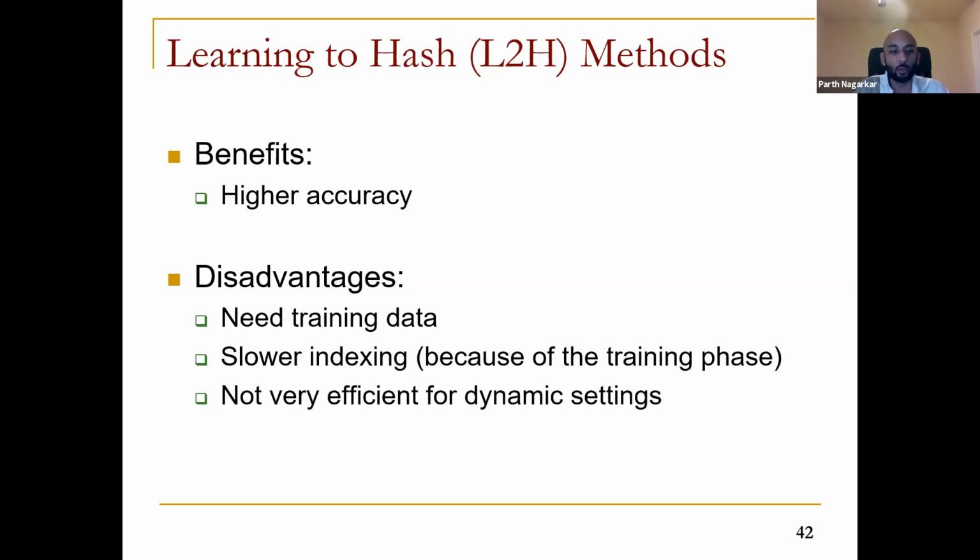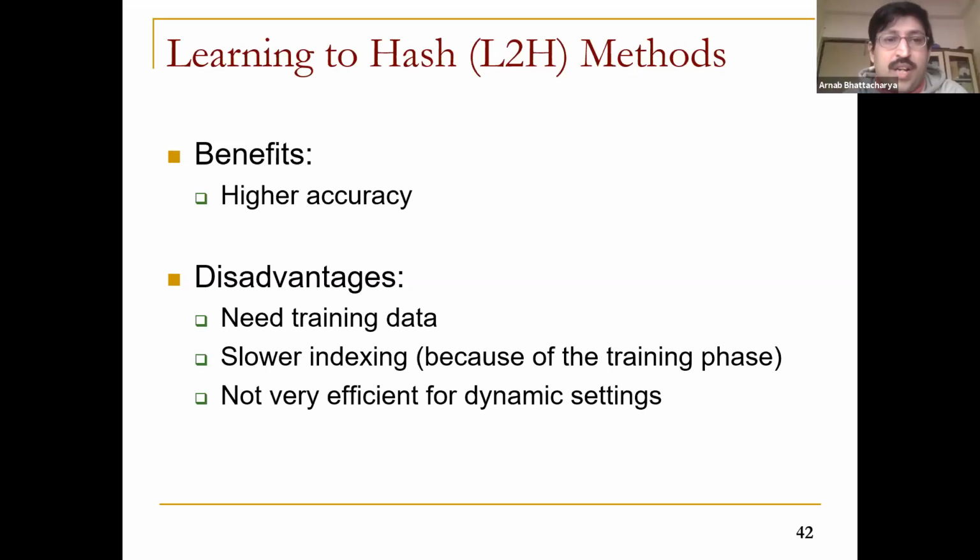There are some papers that use LSM trees, which are popular indexing structures for dynamic settings, for insertions and deletions. So again it depends on how your data distribution is going to change. If you're confident that the data distribution is not going to change drastically, and you want higher accuracy, then you can go with these learning to hash methods. But if you do not know how your data distribution is going to be affected, then it's safer to use locality sensitive hashing.